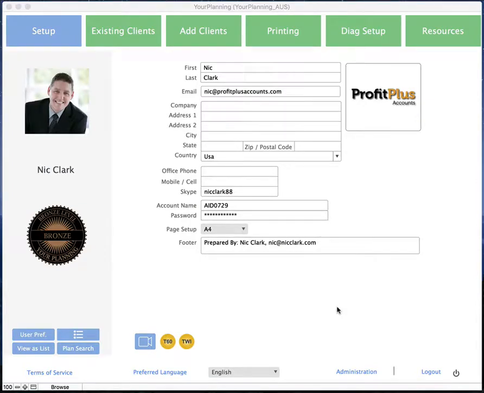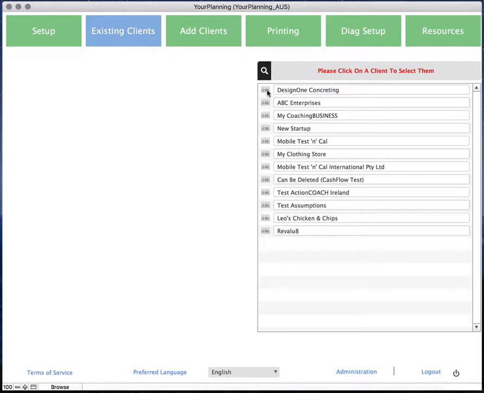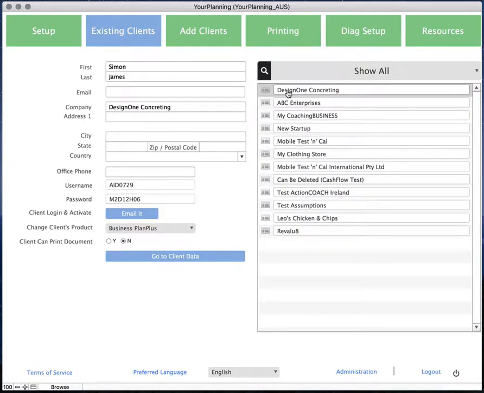So I'm going to go back into Design 1 concreting. We've spoken about Design 1 and other views of the system. In a previous area of the explanation of the business planning platform, we took Design 1 concreting, which is this client here. They were in a negative situation, producing a negative cash flow and negative profitability. But we changed that around by changing some areas of their business.